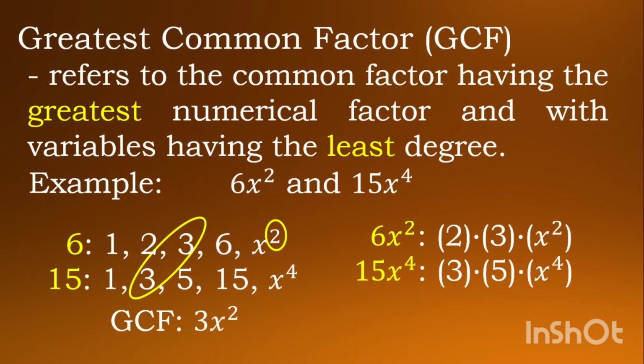And then, x squared. So, sa 15 naman, hindi na tayo pwedeng gumamit ng 1 and 15. We can only use 3 and 5 if you are using prime factorization. And then, x raised to 4. So, anong common sa kanilang dalawa? We have 3. And then, kukunin natin yung pinakamababa ang exponent sa variable and that is squared. So we will have the GCF is 3x squared.